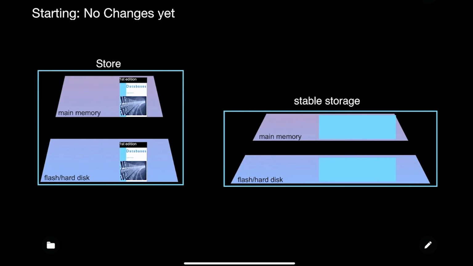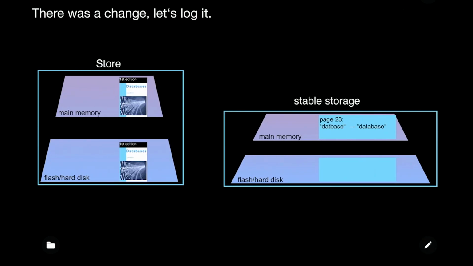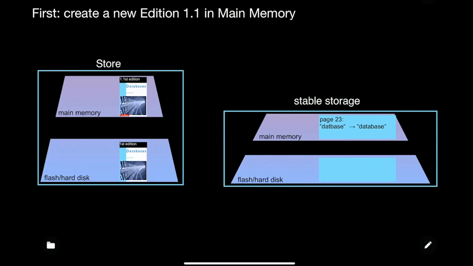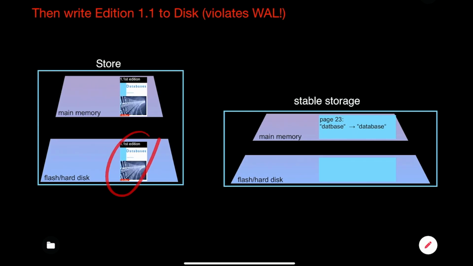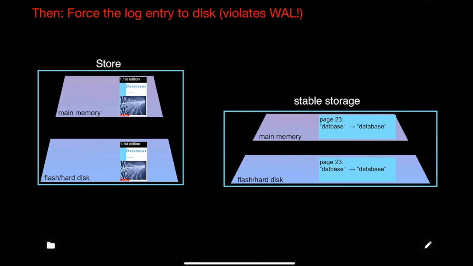So again, same situation. First edition is the start. We have that log entry. Now we change it here. That's also okay, all fine. And then we write it to the store. No, that's wrong. That doesn't work because here we haven't written it down yet. Yeah? That's violating write-ahead logging. Yeah, here it's only forcing it afterwards.